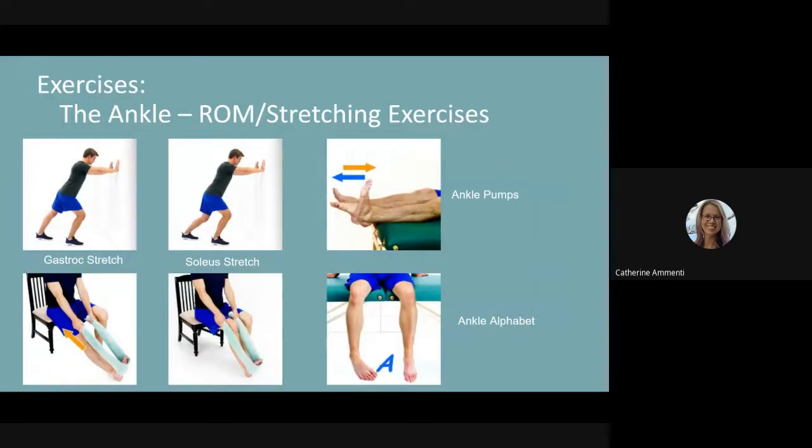Here are some basic ankle range of motion exercises. Ankle pumps when the leg is elevated can also help reduce edema. Gastroc and soleus stretch. Remember, with the knee straight, you're going to bias the gastroc. When you bend the knee, you take the gastroc out and you focus the stretch down on the soleus. Ankle alphabet is a good way of just working on general mobility of the ankle.